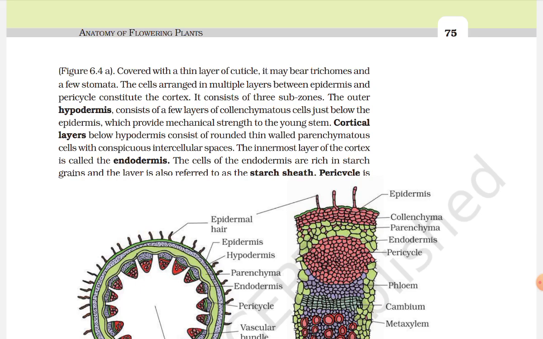The outer hypodermis consists of a few layers of collenchymatous cells just below the epidermis, which provide mechanical strength to the young stem. Cortical layers between hypodermis consist of rounded thin-walled parenchymatous cells with conspicuous intercellular spaces. The innermost layer of the cortex is called the endodermis. The cells of the endodermis are rich in starch grains and the layer is also referred to as starch sheath.